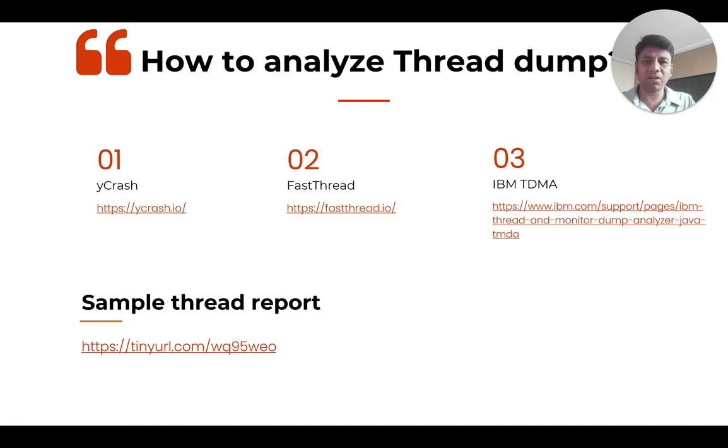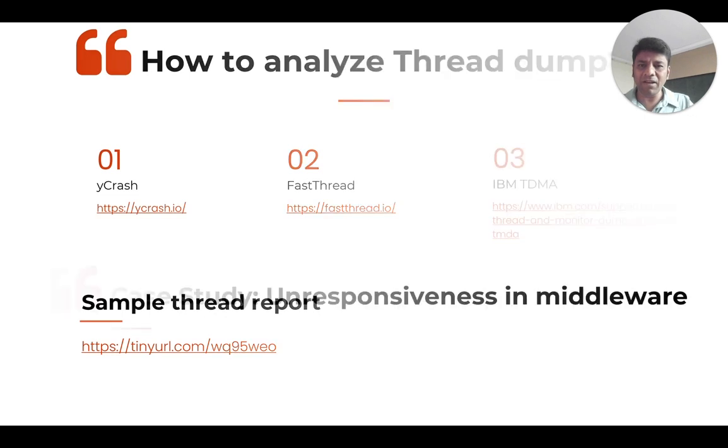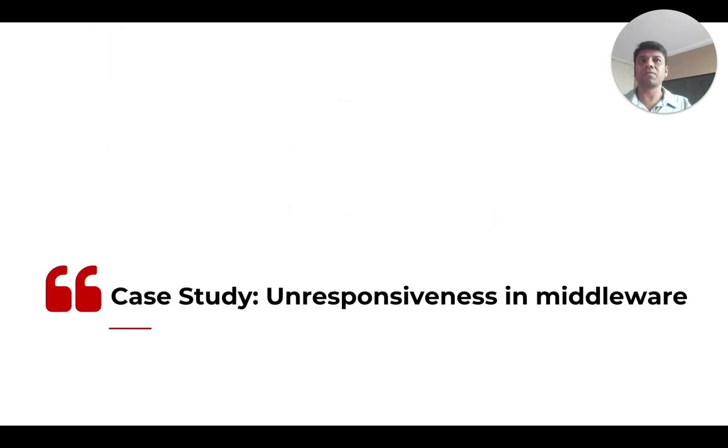Before I go on, you can analyze the thread dump through your text editor. You can open it up and look at it in a text editor. It's a little bit tedious, but it's still doable. Otherwise, you can use tooling solutions. These are some of the tools which you can look at using for troubleshooting your thread dumps. Now let's look at some sample problems.